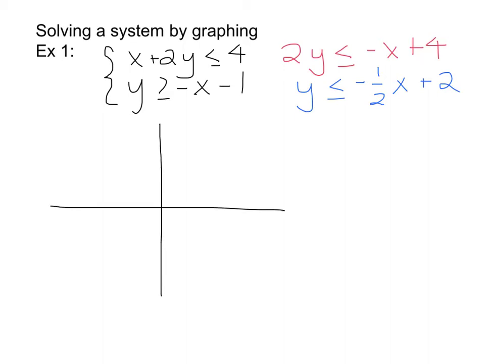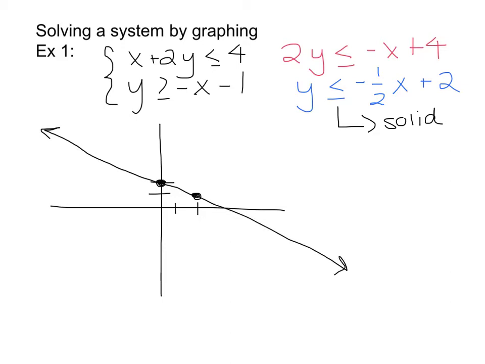So at positive 2, I put a dot. And then I go down 1 and I go to the right 2 and I put my second dot. Again, since it's less than or equal to, this is going to be a solid line in between these 2 points. And since it's less than, I would shade below my line.